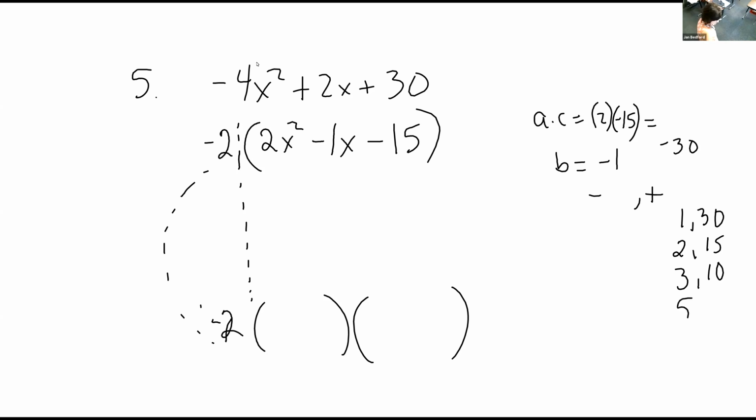5 and 6. Now remember, I'm supposed to multiply these to get a negative. So one of these is going to be positive, one's going to be negative. And when I add it, I'm going to get a negative 1. So which one of these numbers needs to be negative? The 6. So I think I need a negative 6 and a positive 5. Let's double check that. If I multiply that, do I get negative 30? Yes. If I add that, do I get negative 1? Yes.